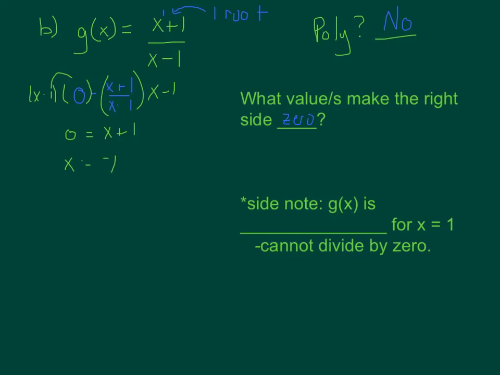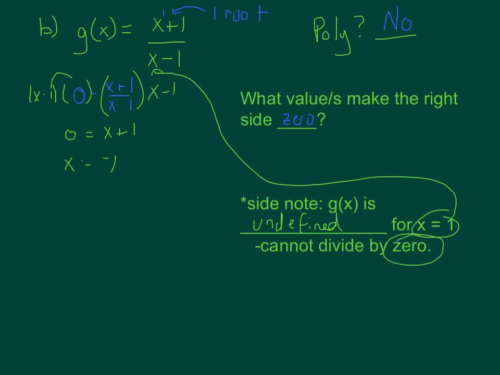One little side note here. g of x, we say, is undefined for x equal 1. And think about this: if you plugged in 1 to the original function, you would get 1 minus 1 in the denominator. And you guys are not allowed to divide by 0 because you are not who? That's right. You are not Chuck Norris.